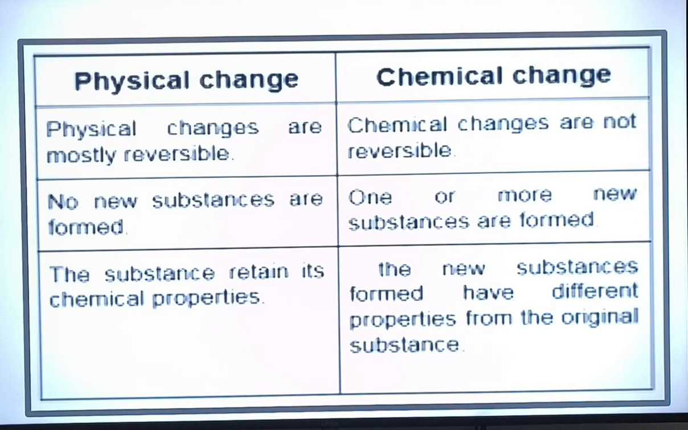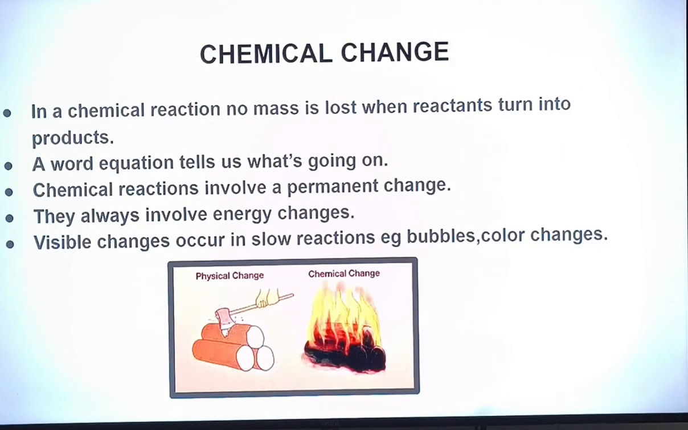A chemical change is represented as a chemical equation and is not reversible. New substances are formed, whereas a physical change is reversible and no new substances are formed. Hence, we can say chemical changes are permanent changes.